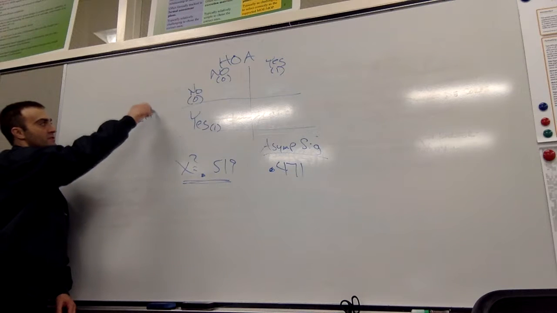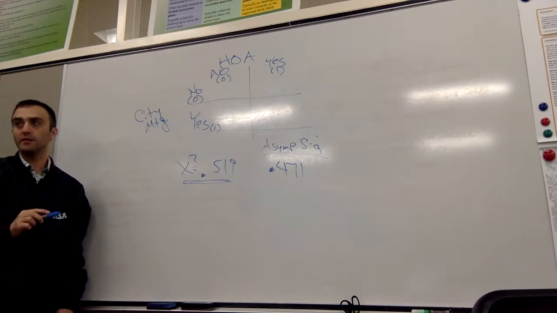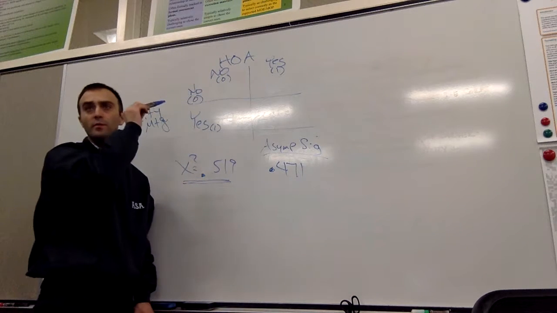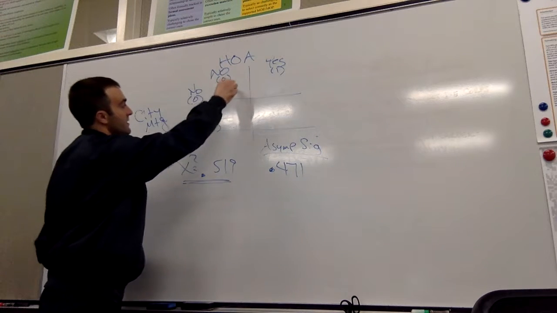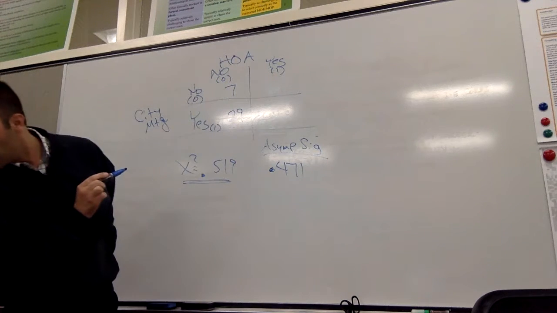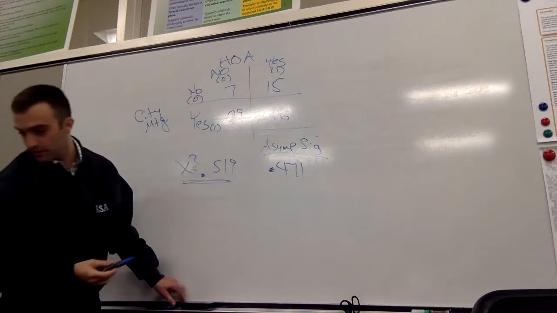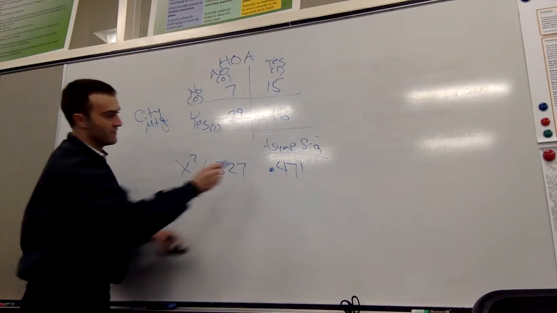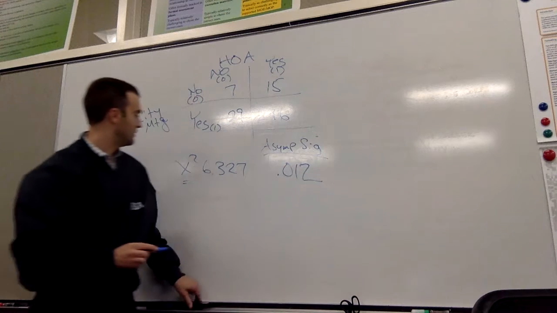The next one was, do these types of organizations differ on whether or not they attend city meetings? And the numbers, somebody read them for me. Thanks. 7 and 29, 15, 16, and your chi-square is 6.327, and it's 0.012.